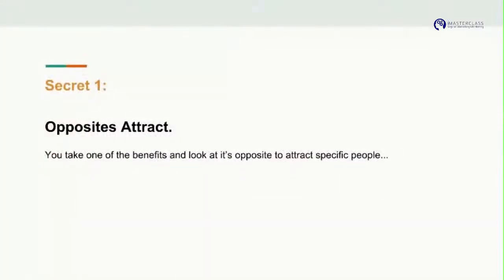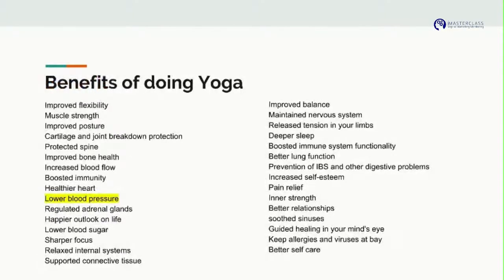So let's start with this first one. This is secret number 1, and I've titled it Opposites Attract. So what you do is you take one of the benefits and look at its opposite to attract specific people. Now, this is what I did with the yoga page that we've just looked at. I found all the benefits of doing yoga from a search, and I found these. And one of the benefits, as you can see, is lower blood pressure, and the opposite is high blood pressure.